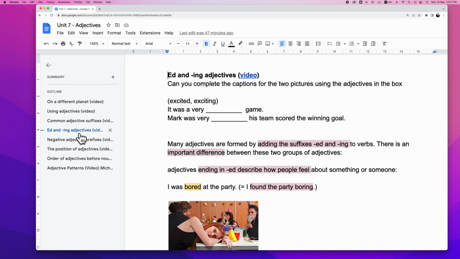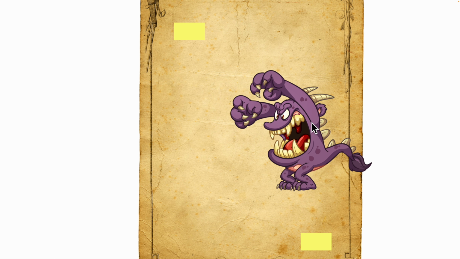The third one: ing adjectives and ed adjectives. We know that an ing adjective describes something or someone that makes people feel a certain way. For example, frightening. Frightening means something or someone makes people feel scared, makes people feel frightened. Then what can we do? Take a look. Then we can have a monster. This monster reminds us of the ing adjective.